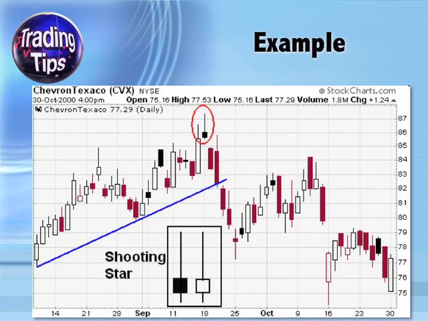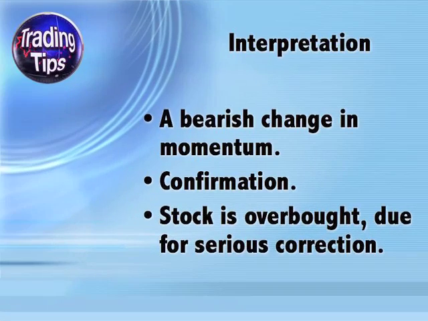Focus on the area that is circled in red. As you can see, the stock opened much higher than the previous day's close. Since the real body is black, we know the top of the real body represents the stock's opening price. And then it went much higher intraday before ultimately closing near its low for the day. Also notice that the lower shadow is very tiny, meaning the stock closed very close to its low for the day.